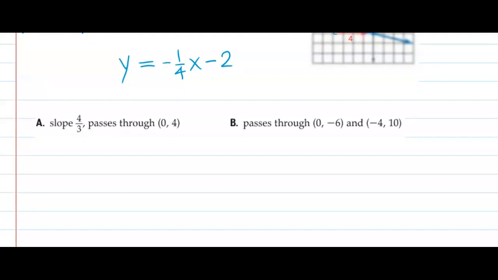How about the next one? We want it in slope-intercept form, which means I need a slope and I need an intercept. Is this the y-intercept? Yes, it is. It crosses at (0, 4), which is a point on the y-axis. So y equals mx plus b.